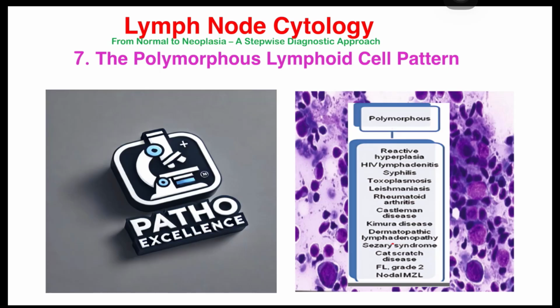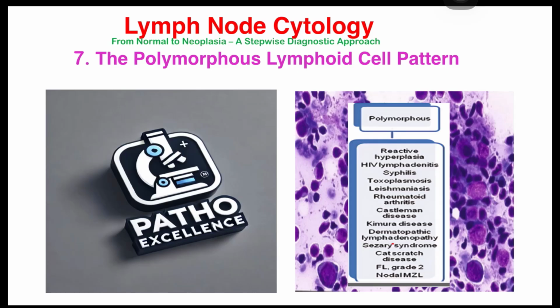In this lymph node cytology video series, today we are going to learn the polymorphous lymphoid cell pattern, which is one of the patterns of algorithm 3, which we have already discussed in a previous video. So whenever we see this polymorphous lymphoid cell pattern in an FNAC smear, the question is whether this lymph node is reactive or are we missing lymphoma?